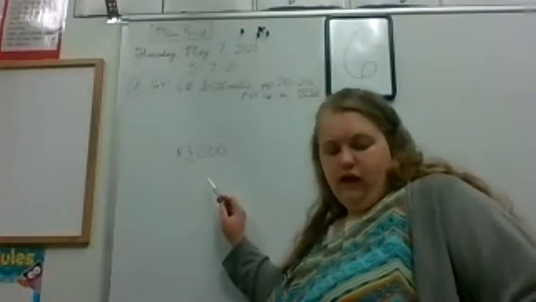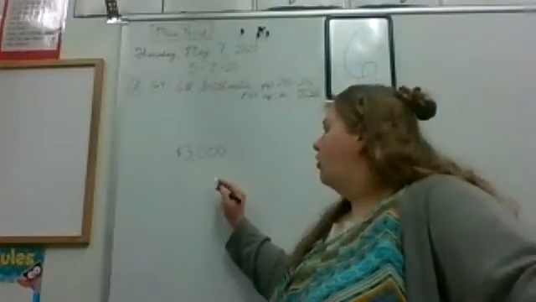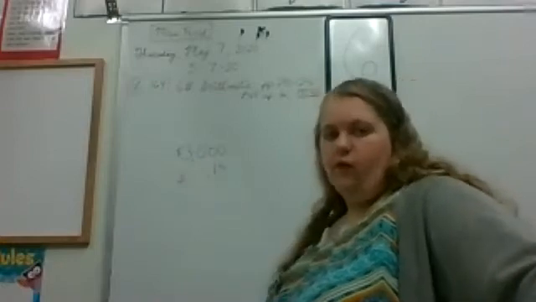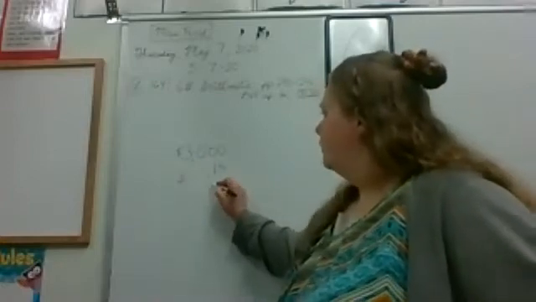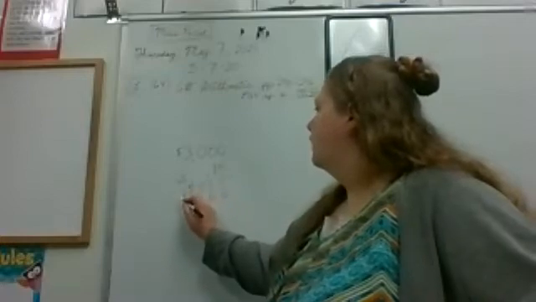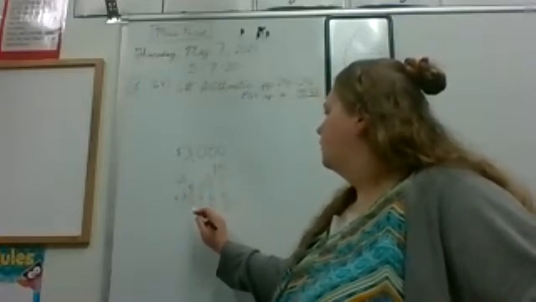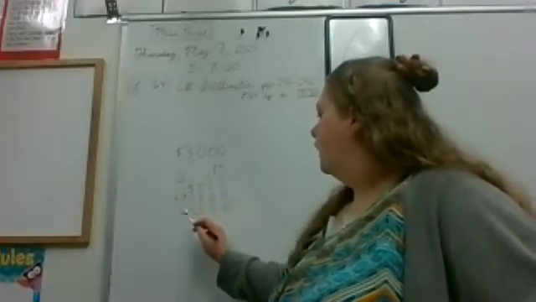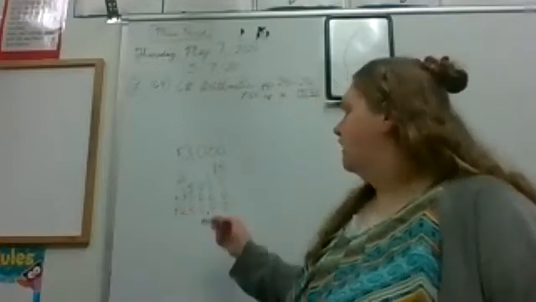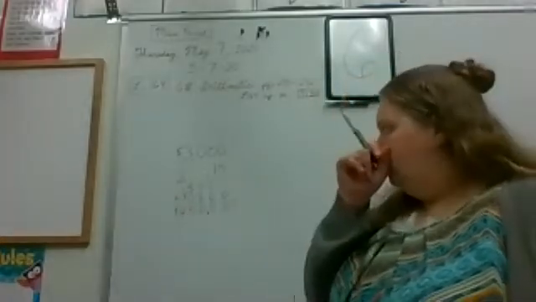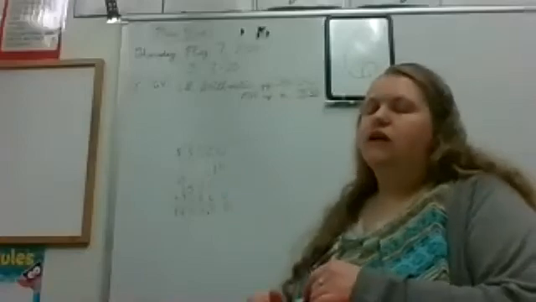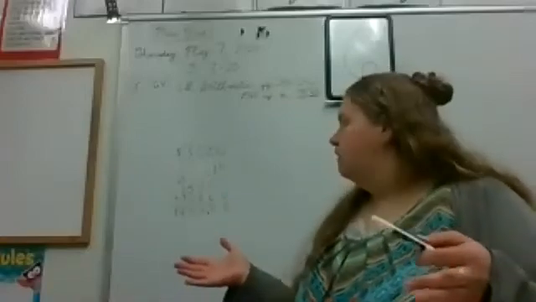Okay, so the monthly income is $3,000. We want to know what 15% of $3,000 is. We multiply by 0.15, okay? Bring your zeros down, 5 and 4. The decimal goes there. $450 is 15% of 3,000. The main thing when we're multiplying with decimals is to remember how many decimal places you have.